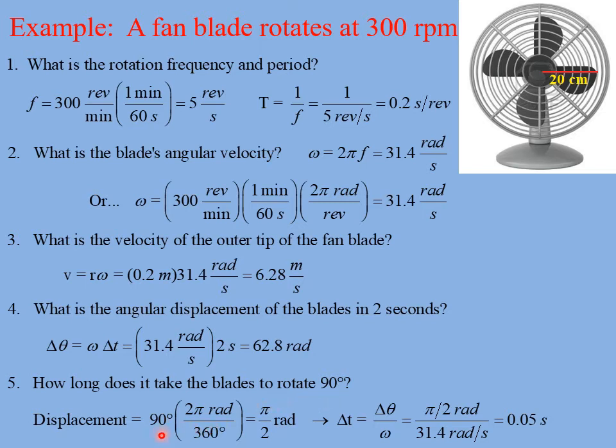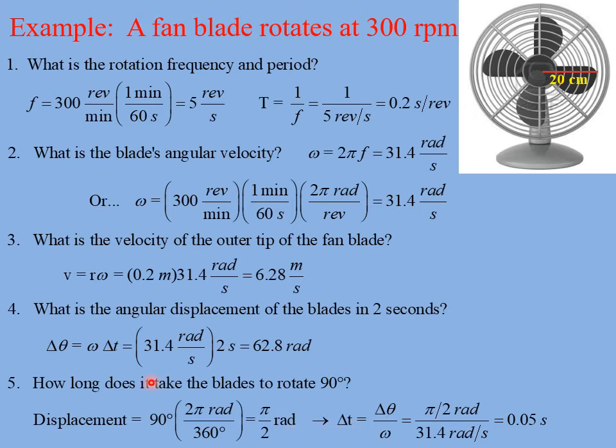More formal way to do it is to start with 90 degrees and convert that to radians by multiplying by 2 pi radians divided by 360 degrees. And what we get here then is 90 times 2 times pi divided by 360 will give us pi over 2. So that's not our answer to our question. That's just how far it moves. The displacement is pi over 2 radians.